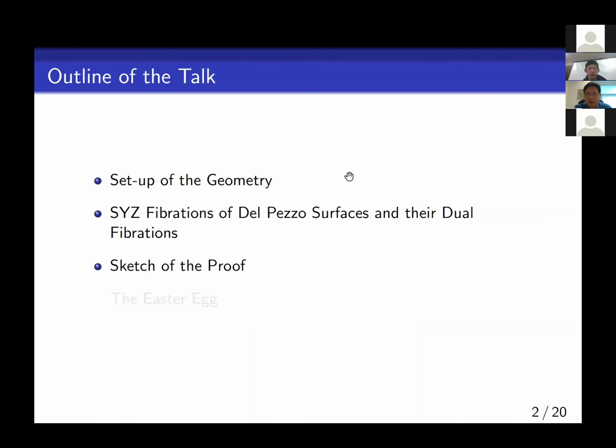So the outline of the talk: I would first talk about the geometry I'm going to work on, and I'll explain what this SYZ fibration is. I'll explain that on del Pezzo surfaces there will be some special Lagrangian fibrations, and I will explain what their dual fibration is, and I'll explain the idea of a proof. The Easter is already passed, but I'll give you some, hopefully interesting, applications.